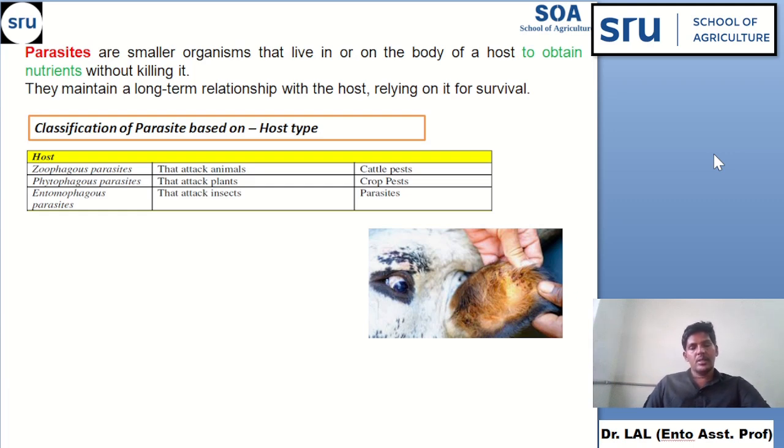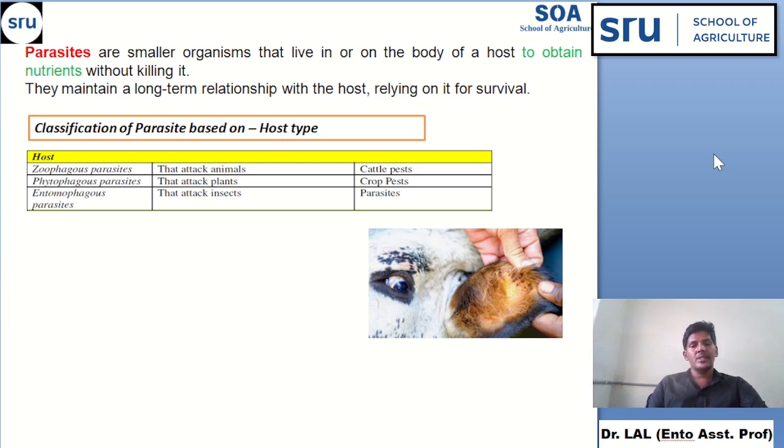Parasite. Parasites are small organisms that live in or on the body of the host to obtain nutrients, but they do not kill their host. This parasite maintains a long-term relationship with its host for survival. Now we are going to see the classification of parasites.